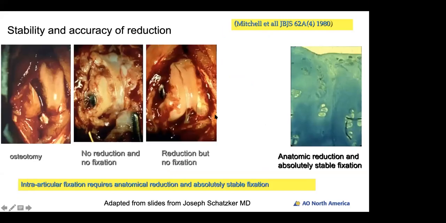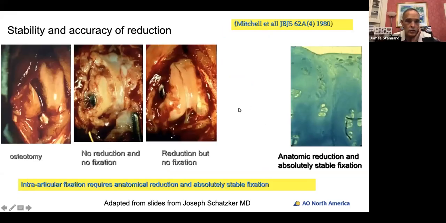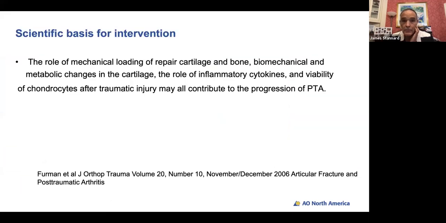And here he really talked about the impact on articular cartilage when you have significant step-offs and when you don't have an anatomic reduction and absolutely stable fixation, which is what you need. So it starts to really impact the cartilage. The scientific basis for intervention he presented, which was the role of mechanical loading of the repair cartilage and bone, the biomechanical and metabolic changes in the cartilage, the role of inflammatory cytokines, and the viability of the chondrocytes after traumatic injury, all can contribute to the progression of post-traumatic arthritis.